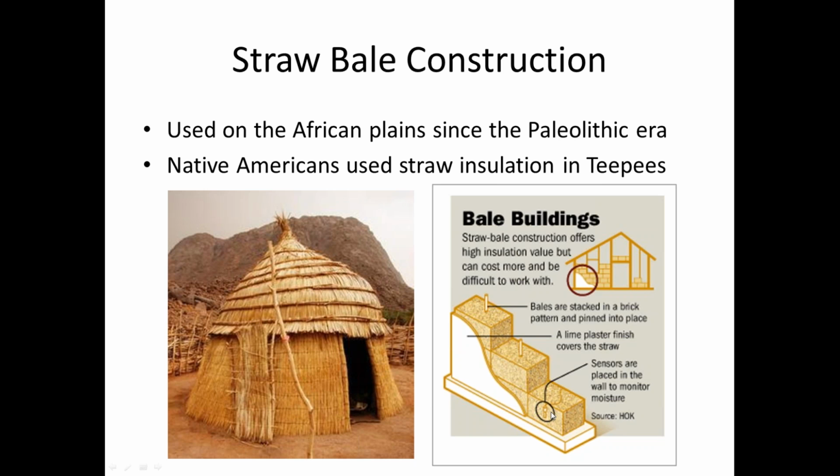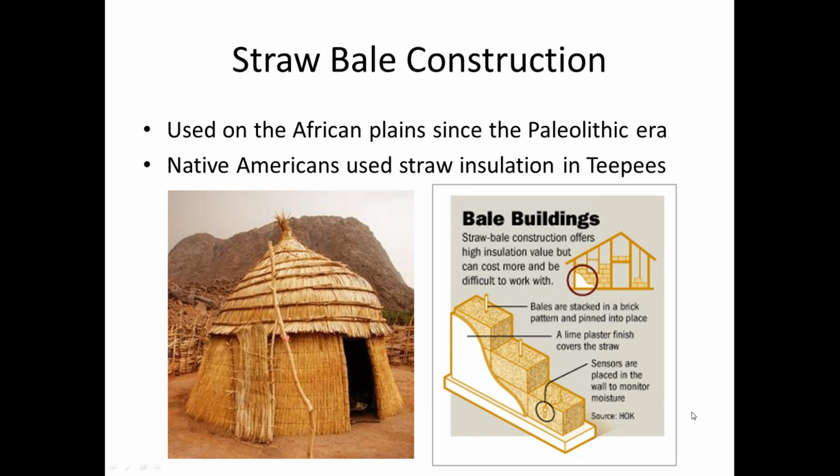You can see a little cross-section of what that looks like here. It's bales of straw stacked up on top of each other in a brick pattern. Essentially, you're making bricks out of straw and stacking them up and using them as your building material, pinned into place with this rebar or whatever this is, holding them there in this case. And then with a lime plaster outer layer to insulate the straw and make it waterproof.